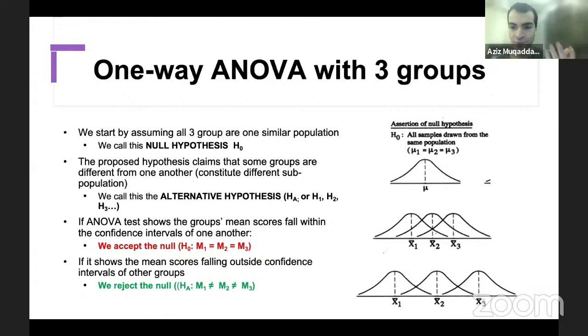And in your experiment, your aim is to show that each group would be different, right? That's the point of doing the experiment. In statistics, we start by assuming that all the 3 groups, or 4 or 5 or 6, so 3 here as a minimum, constitute one similar population, or are the same population, because that's the default position.